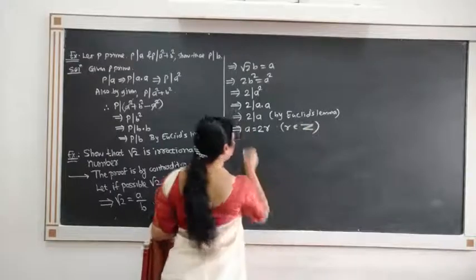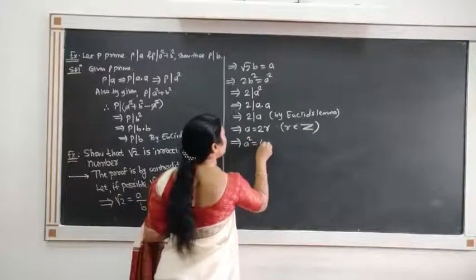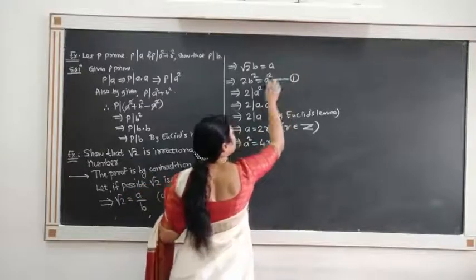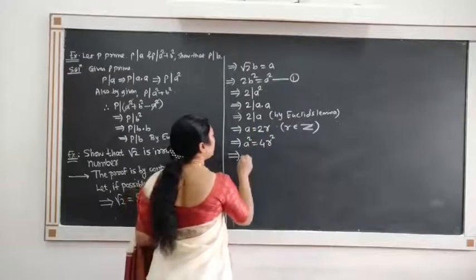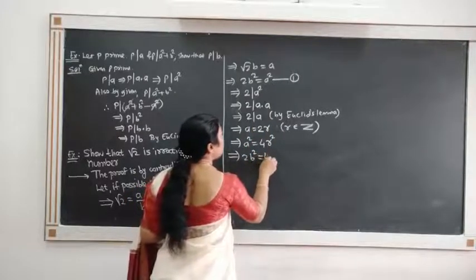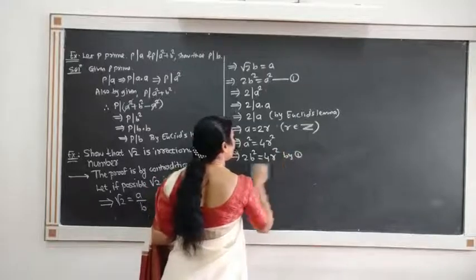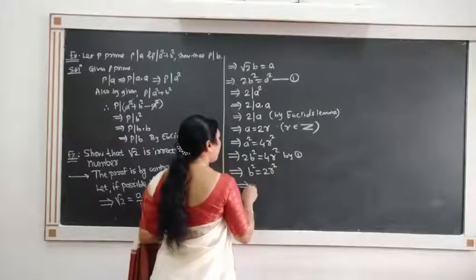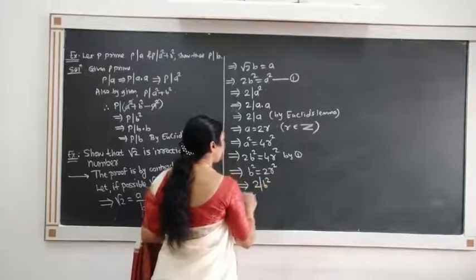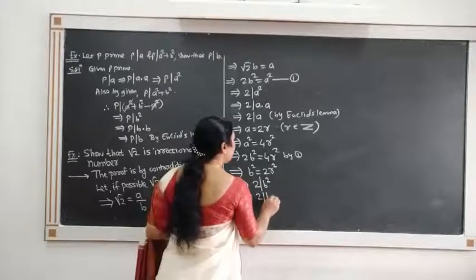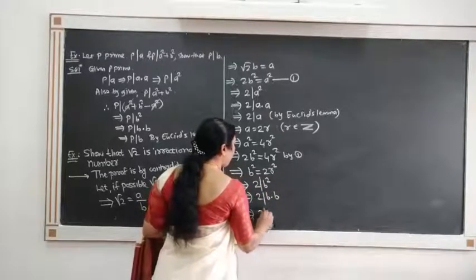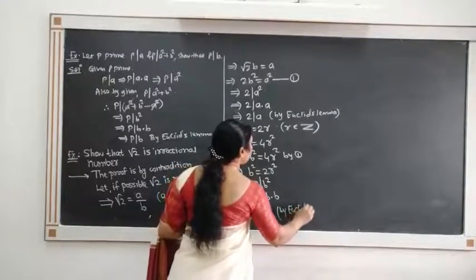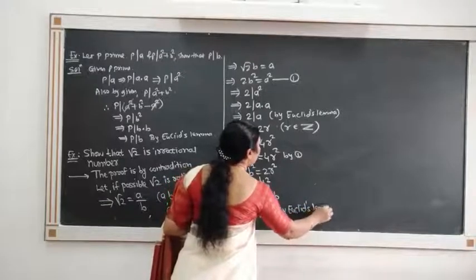2 divides a means a must be written as 2 into some integer r, where r belongs to Z. This implies that a square is equal to 4 into r square. Now observe that this a square is nothing but 2b square. So put that value. This gives 2b square is equal to 4r square by equation 1. So this implies that b square is equal to 2r square, implies that 2 divides b square, that is 2 divides b into b, and again by Euclid's lemma 2 divides b. Because it divides a product and 2 is a prime number, by Euclid's lemma 2 divides b.